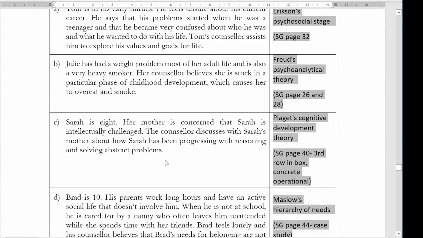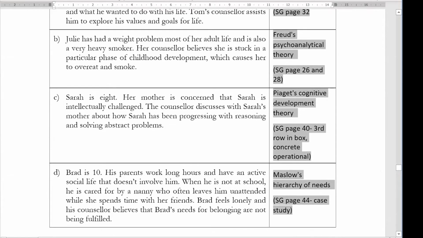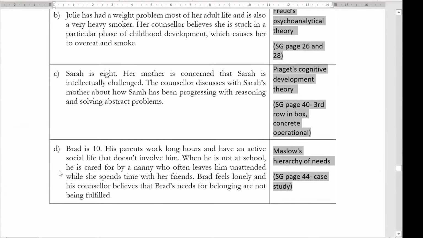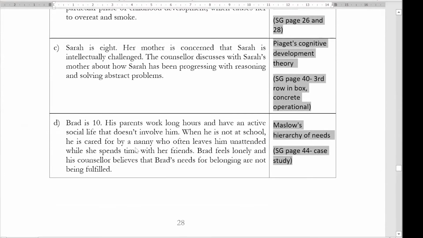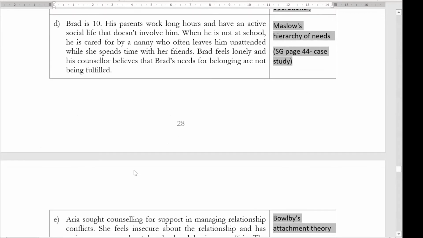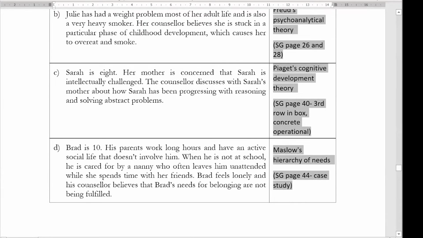And then C, Piaget. I wasn't sure about that one, but you're probably right. I was going to do D and E. And then I think it has to be Piaget, because I thought you had D and E right. Yes. For C, I found on study guide page 40.